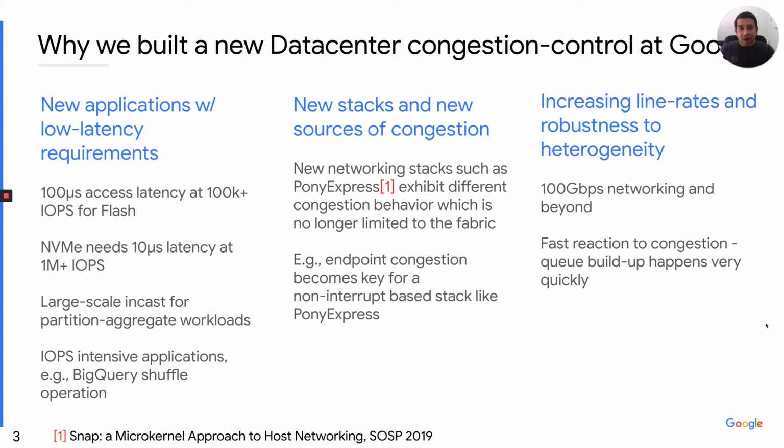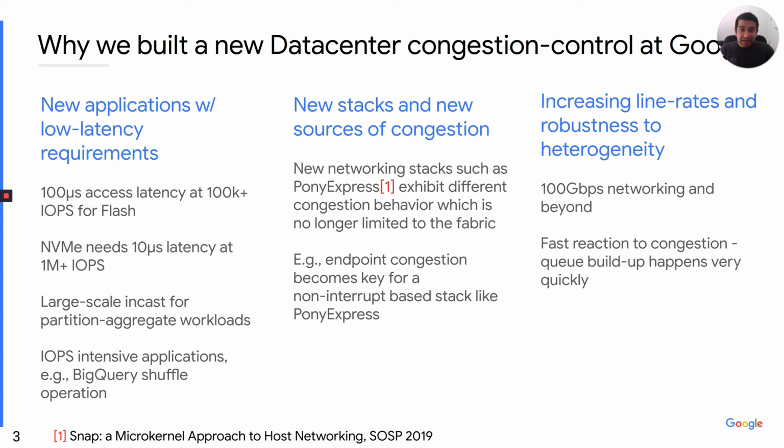So the question is, why did we build a new congestion control for data centers at Google? We talk about this in detail in the paper. I'm going to summarize three key reasons here. First, we have new applications with low latency requirements. Flash needs 100 microseconds of access latency at 100K plus IOPS. NVMe needs 10 microseconds of access latency at 1 million plus IOPS.